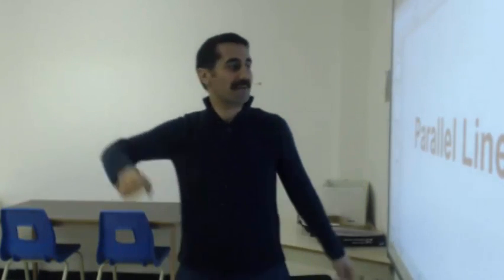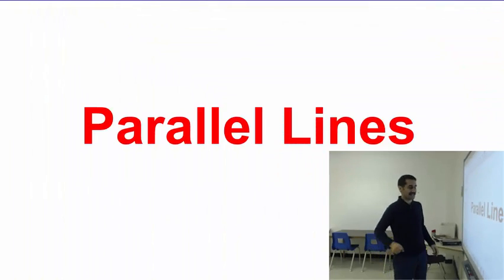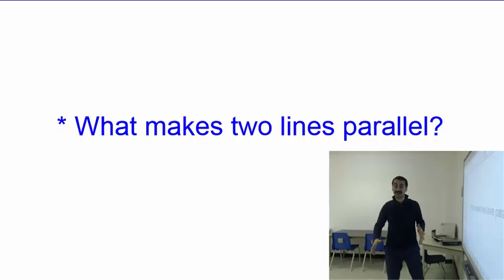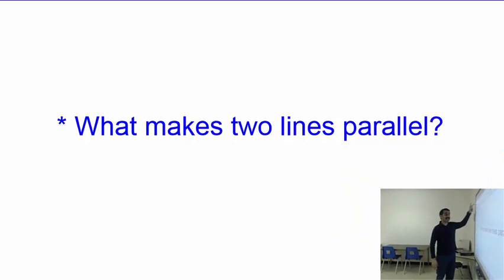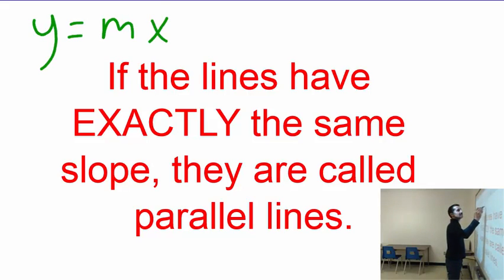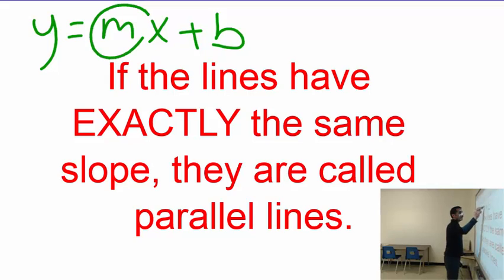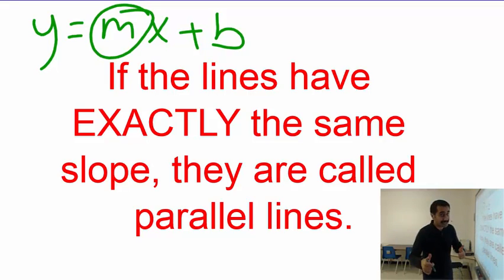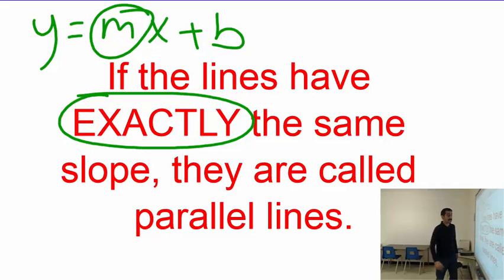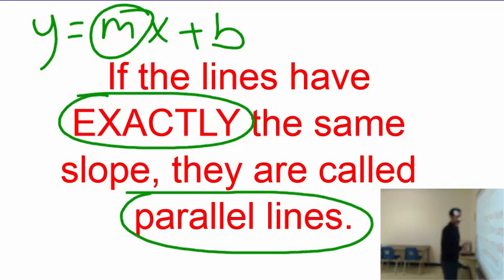I am going to talk about parallel lines. What makes two lines parallel? What makes two lines parallel is pretty easy. Remember the slopes, it's y equals mx plus b. If the slopes of two lines are exactly the same, including the sign and all, the two lines are called parallel lines.